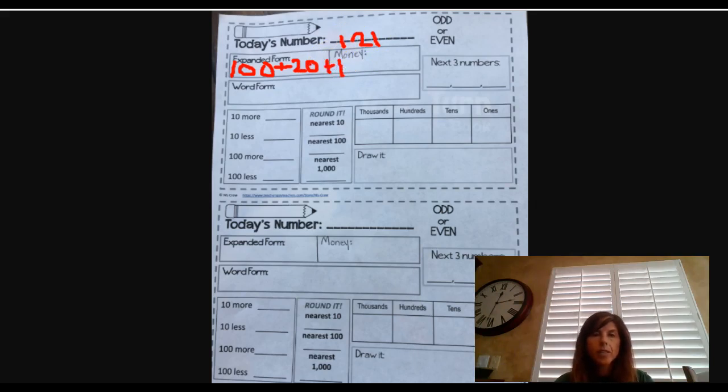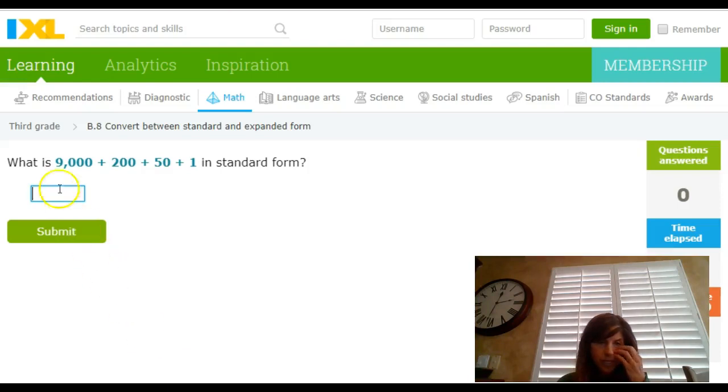Okay, let's take a look at some other things. For instance, this. So here we have the number 9,000 plus 200 plus 50 plus 1, and we're going to change it back to the standard form. This is expanded form right now. So 9,000 would be 9 in the thousands place. 200 would be a 2 in the hundreds place. 50 would be 5 in the tens place. And 1 would be 1 in the ones place.